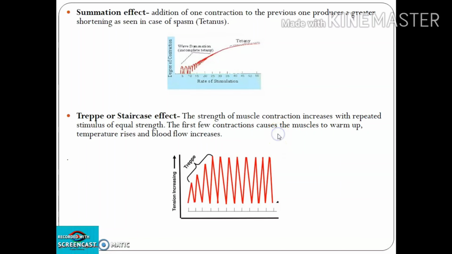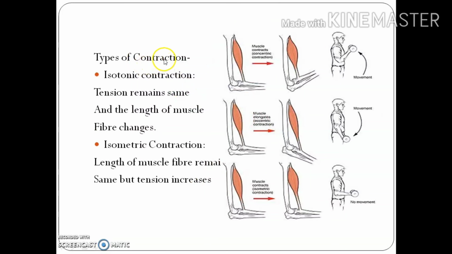Now we'll look at the types of contraction. There are two types: isotonic contraction and isometric contraction. Isotonic: iso means same, tonic means tension. So the tension remains the same and the length of the muscle fiber changes. As you can see here, you are lifting an object or putting an object down. In both cases, you are lifting a dumbbell and putting the dumbbell down. In these cases, the tension remains the same, while the length of the muscle fiber changes.